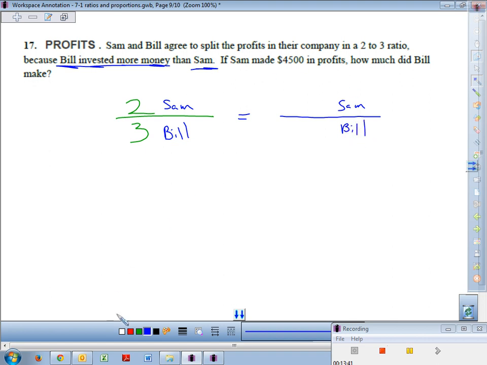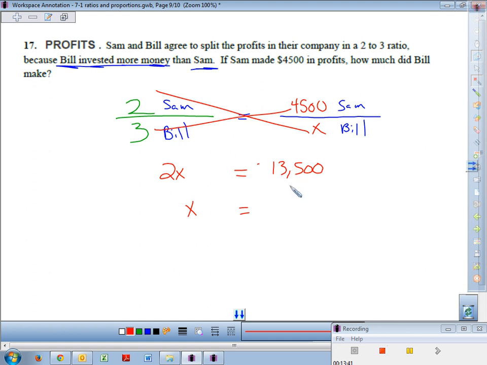And they said Sam made $4,500 in profits. How much profit did Bill make? So we don't know that. Cross multiply. 2x equals 4,500 times 3. Large numbers need commas. Then divide by 2. 6750. And that would be dollars profit for Bill.